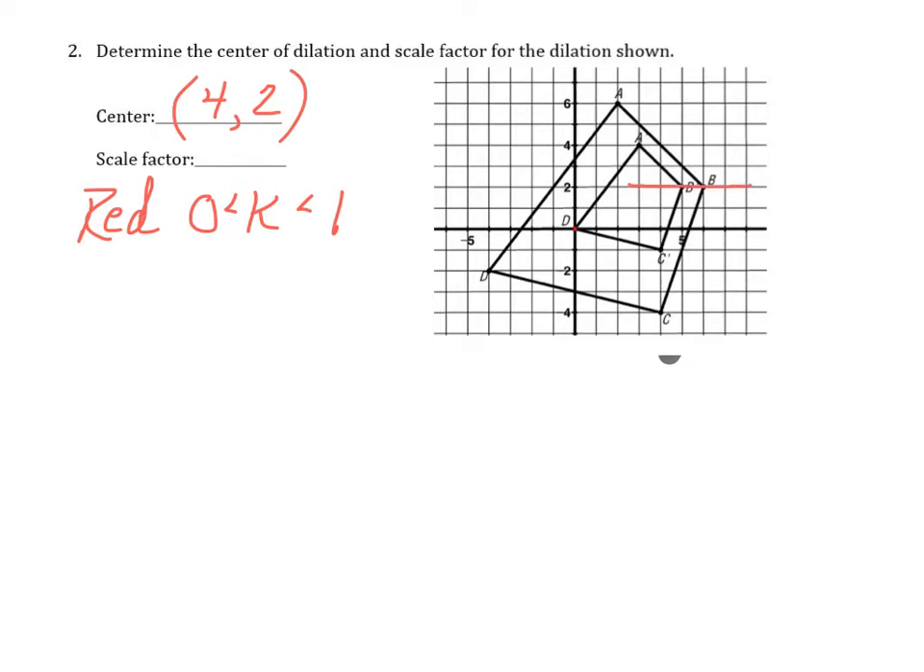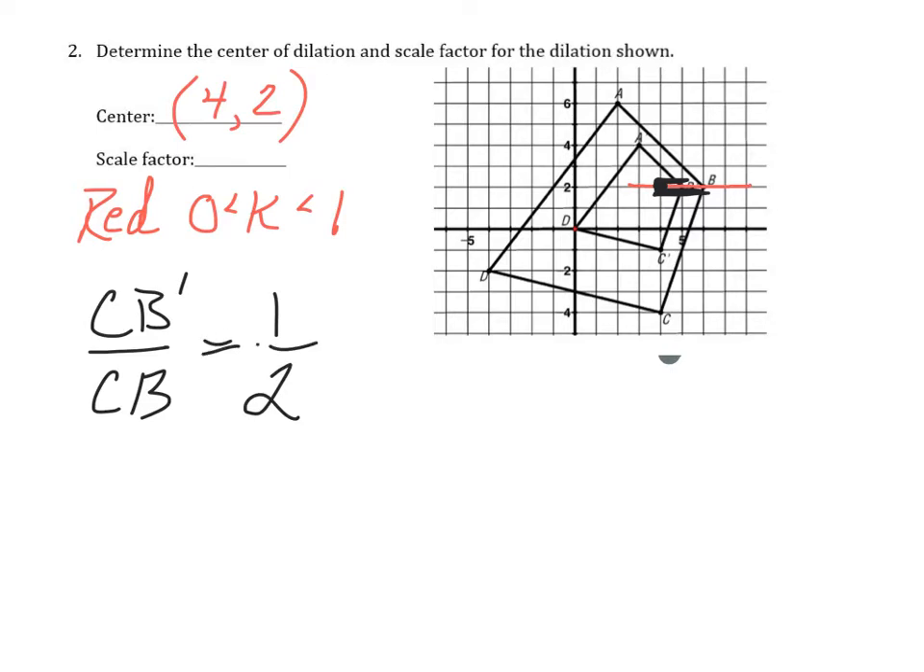So remember, this was my center. And the distance from the center to B prime is just going to be 1. And if I want to figure out my scale factor, I'm going to compare the center to B. How far is that? So in this case, that's 2 units. So there's my scale factor.